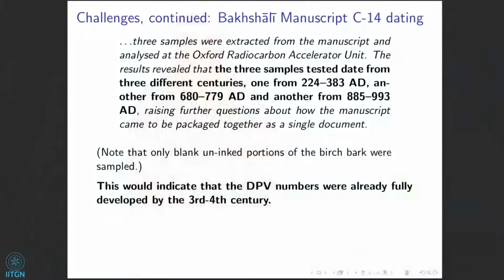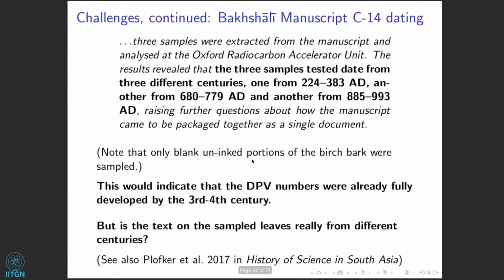Now, again, as we did with looking at the Yavana Jataka evidence, if this interpretation is correct, that is, when the manuscript was written at a period corresponding to this earliest date, that would indicate that the decimal place value numbers which appear throughout the manuscript were already fully developed by the 3rd or 4th century, which is exactly the sort of historical pinpointing we'd like to see. But can we infer that from the results as we know them?